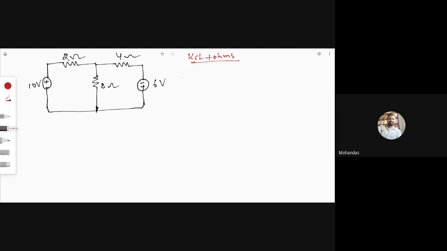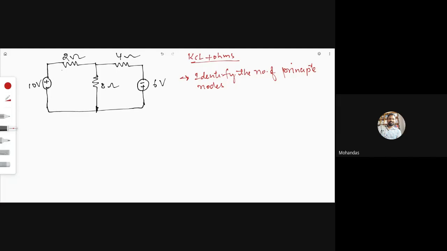First KCL and next Ohm's law. Next, what is the first point we have to follow? Identify the number of principal nodes. What do you mean by a principal node? Please respond. How many nodes are there in the circuit here?